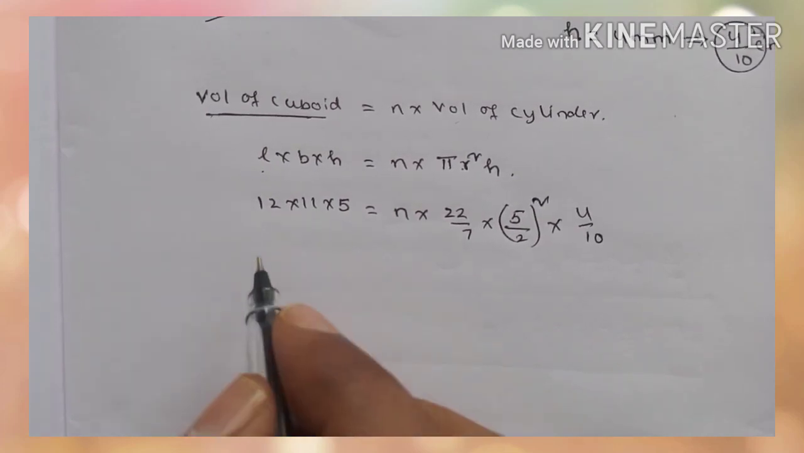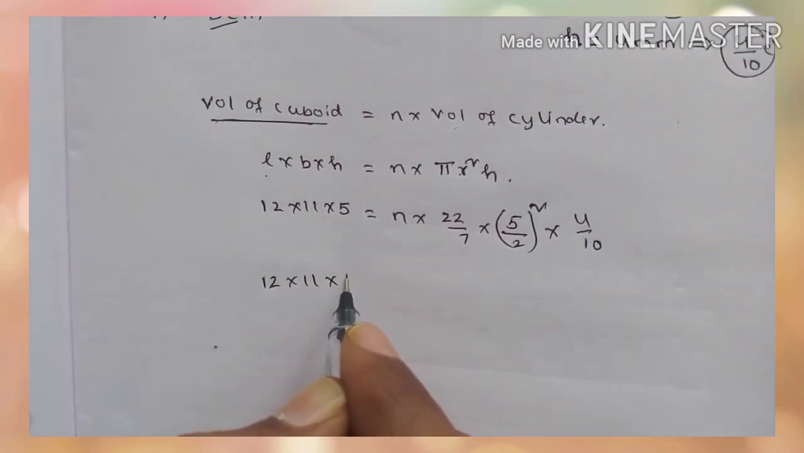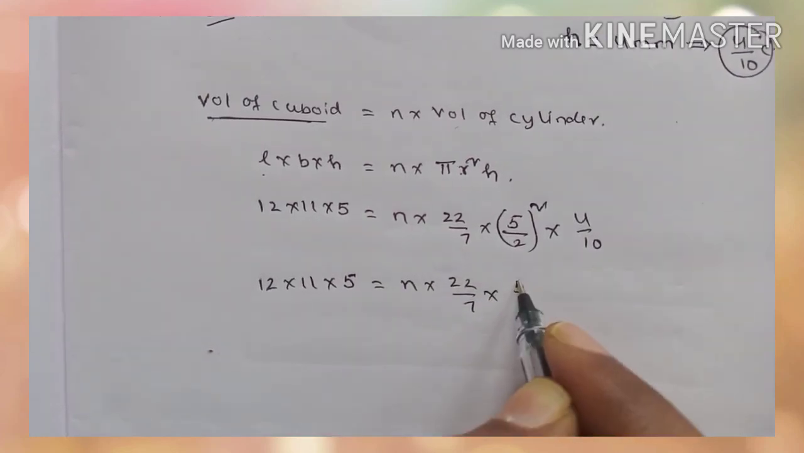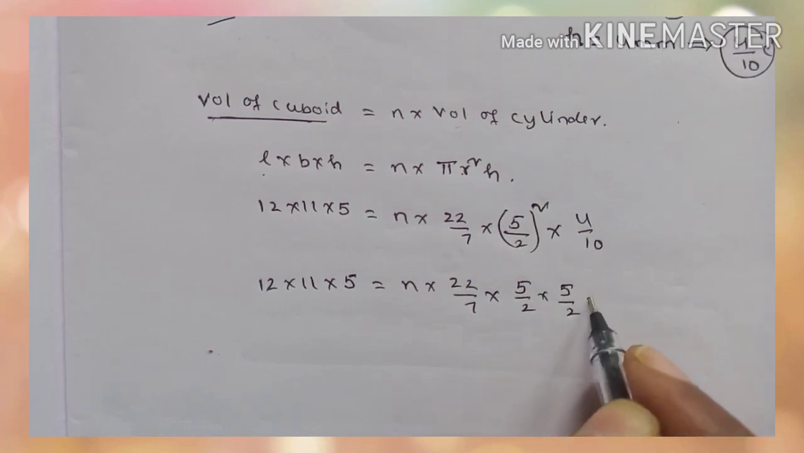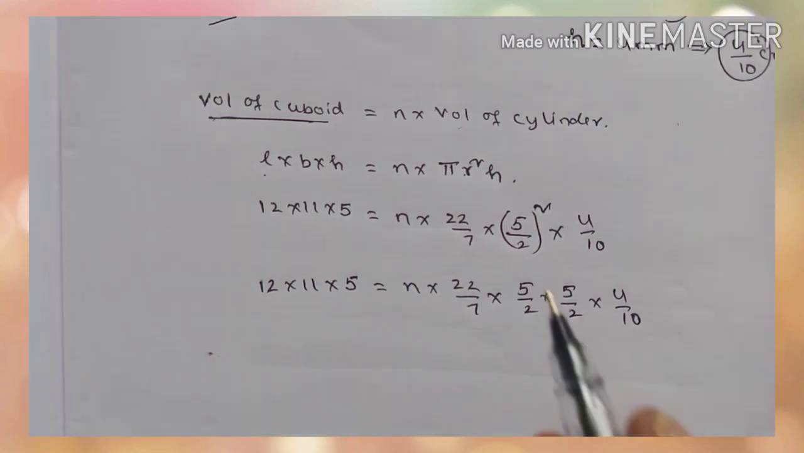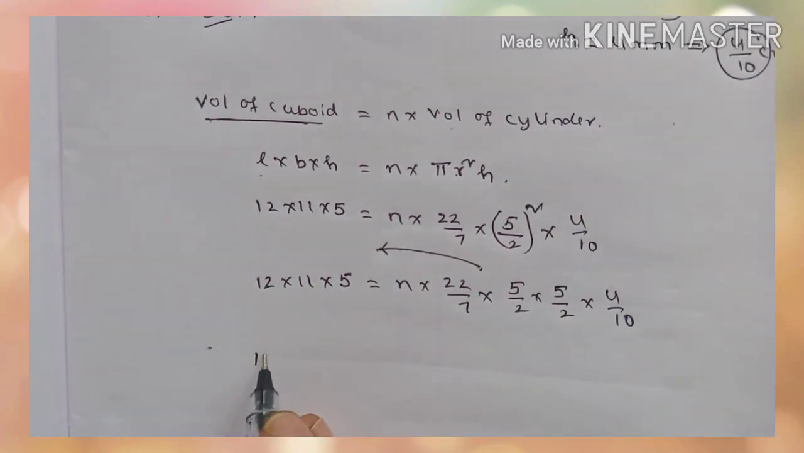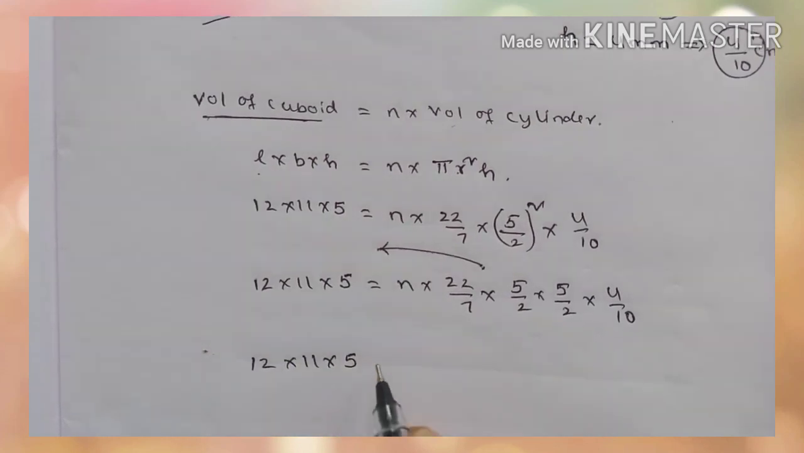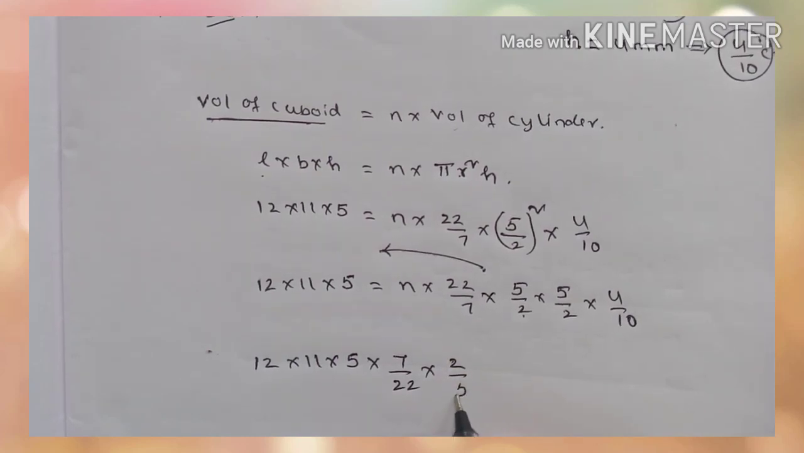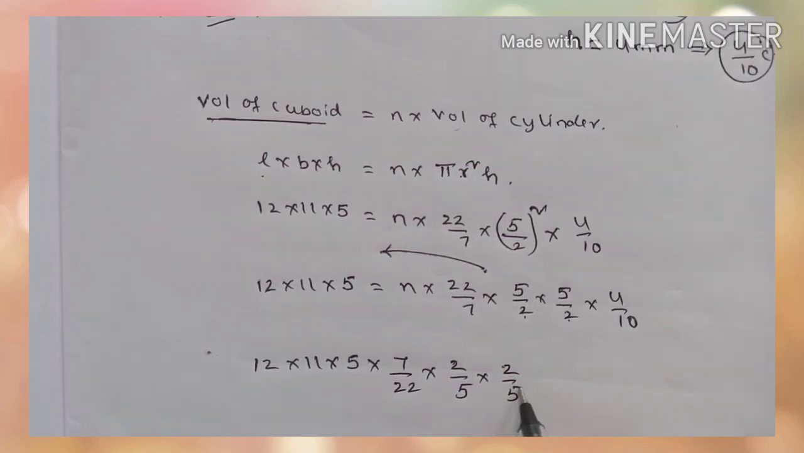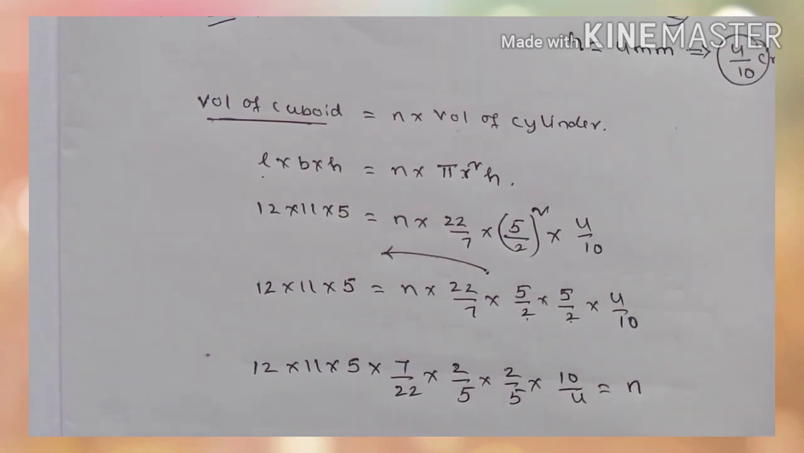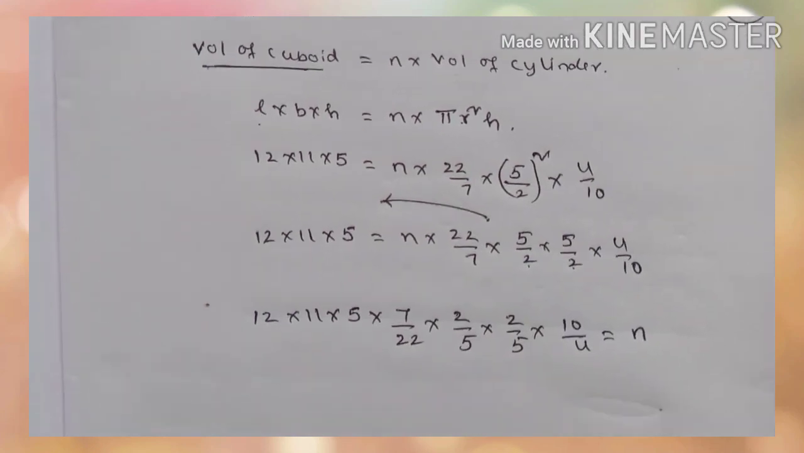Okay, now let's expand. 12 into 11 into 5 is equal to n into 22 by 7 into 5 by 2 whole square, so 5 by 2 into 5 by 2 into 4 by 10. Don't cancel here. Transpose these terms to the opposite side: 12 into 11 into 5 into the transposed 7 by 22, and 2 by 5, and again 2 by 5, and again 10 by 4 is equal to n. If we cancel all these values, you will get the result.